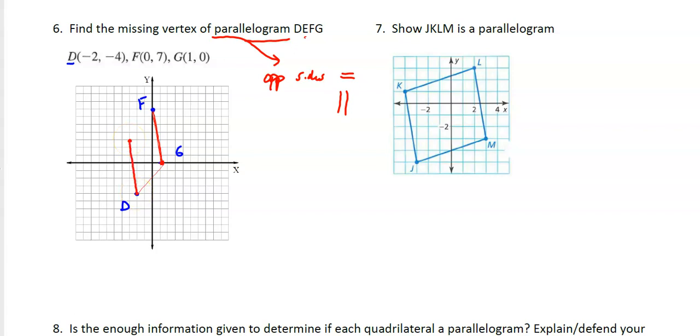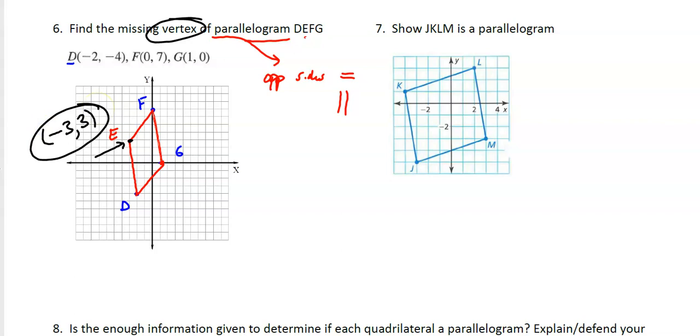And when I connect those, I think I now have a nice parallelogram. So I can find out where E is. That point right there, which is what we were after, that was the vertex, is at left 3, up 3. So left 3, up 3. That's your final answer.